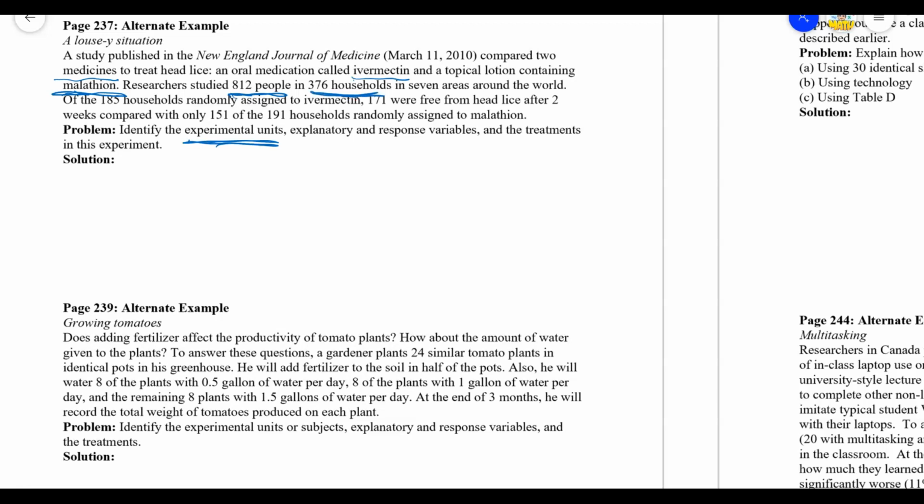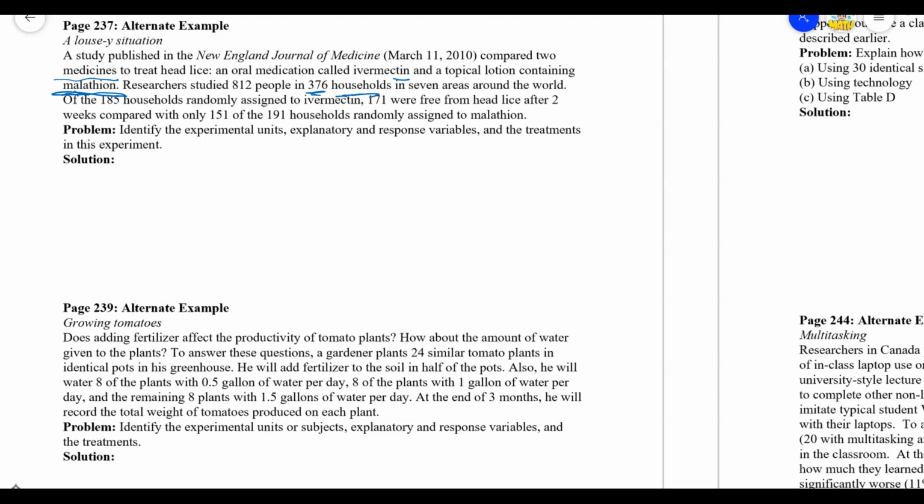Okay, what I'll have people tell me a lot of times is that the experimental units are the 812 people, and that's not true. The way we identify our experimental units is we look and see what's the smallest possible unit that a treatment was applied to. So let's think about how this experiment went down. They're applying the treatments to the 376 households.